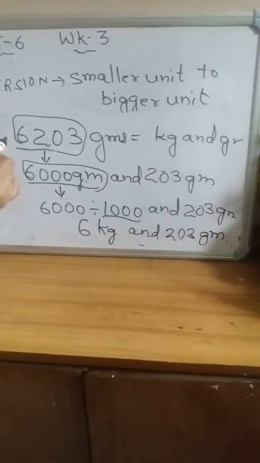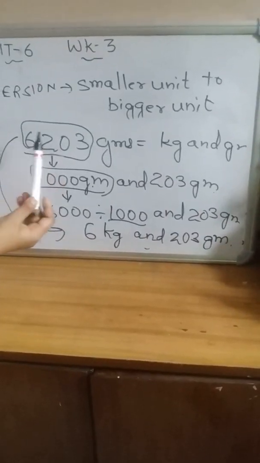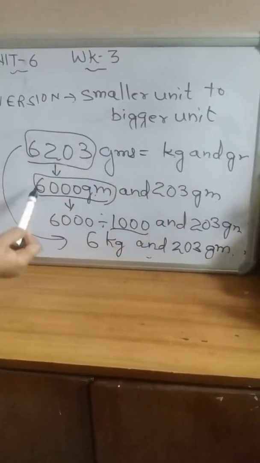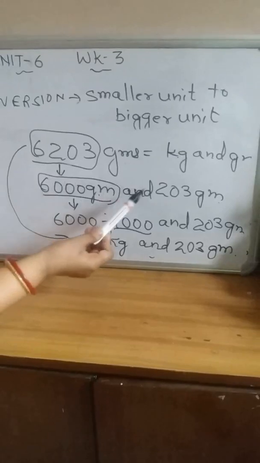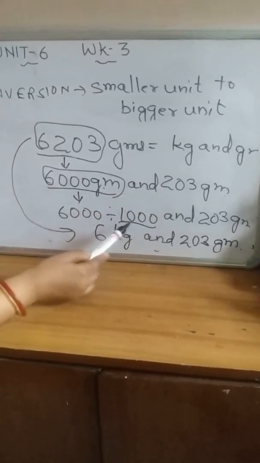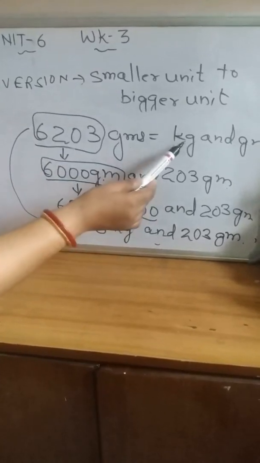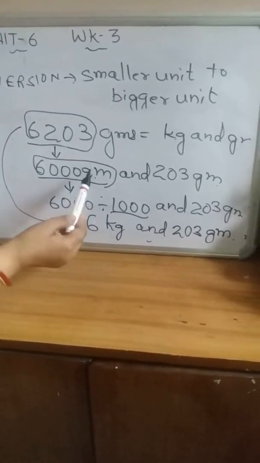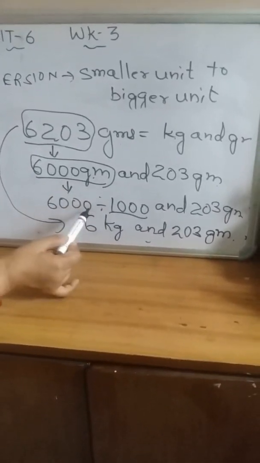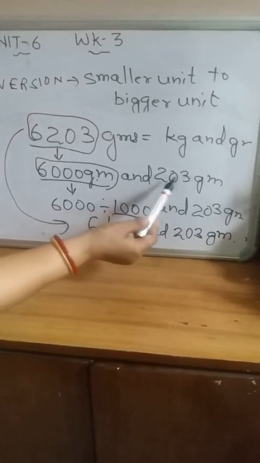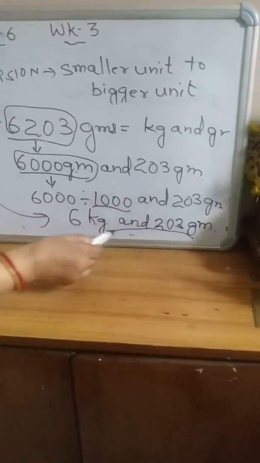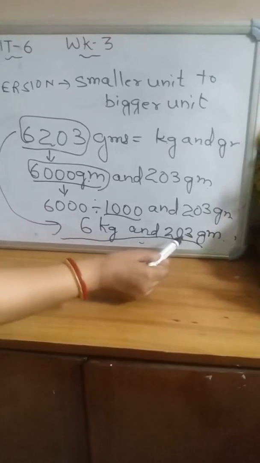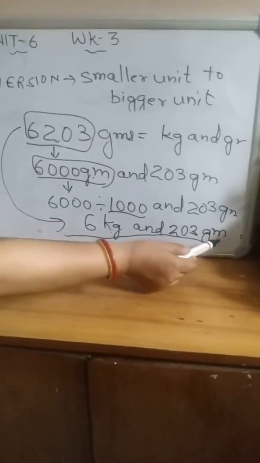So here all of you see how I have converted this gram into kilogram and gram. Firstly we split this into 2 parts, 6000 gram and 203 gram. This 6000 gram is divided by 1000. We have to convert it into kilogram. So 6000 can be converted easily. After division it gives 6 kilogram. And this 203 will remain along with it. So in this way, this 6203 grams is converted into 6 kilogram and 203 grams.